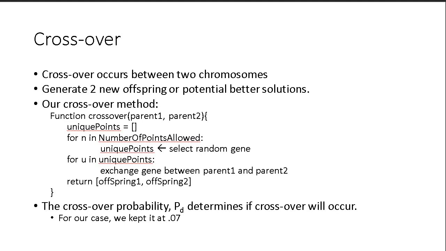And to add a probability, or to control the rate at which crossover will occur, we initialize a variable called PD, and we typically keep it at 0.07.